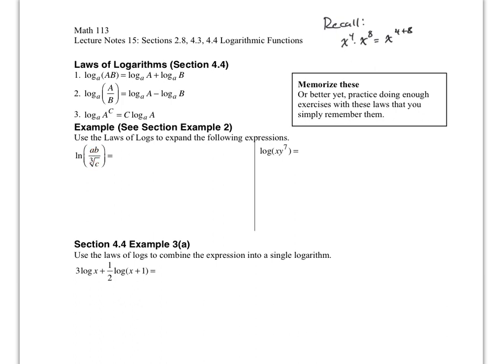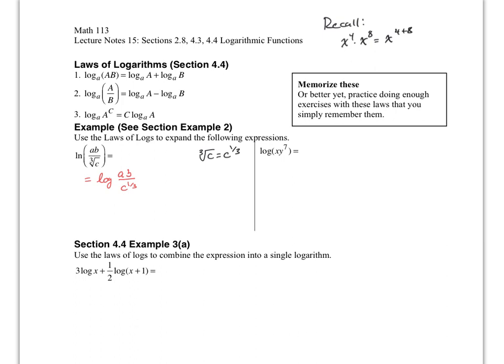Before you do that though, make sure that you rewrite this. Remember that the cube root of c is the same thing as c to the 1/3. We did that before. So therefore, before you do anything, just rewrite it. This is the same thing as log of ab over c to the 1/3. Okay. So we haven't done anything so far.